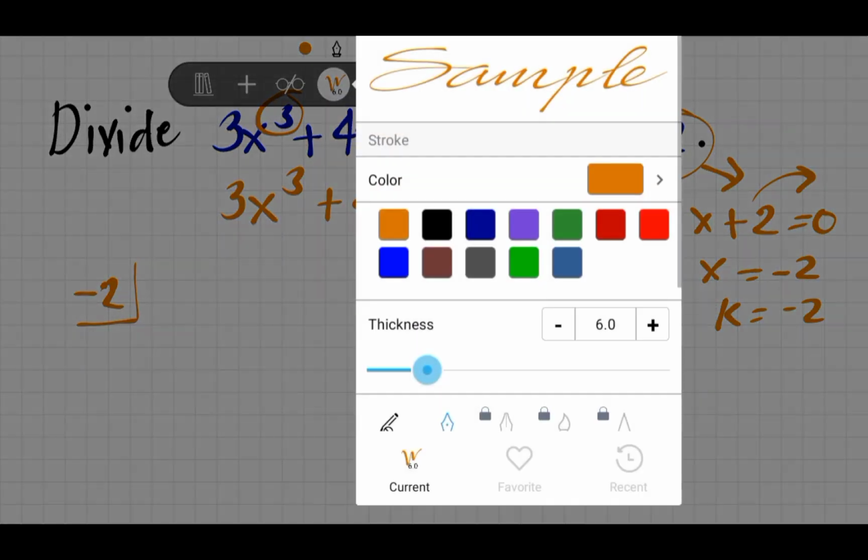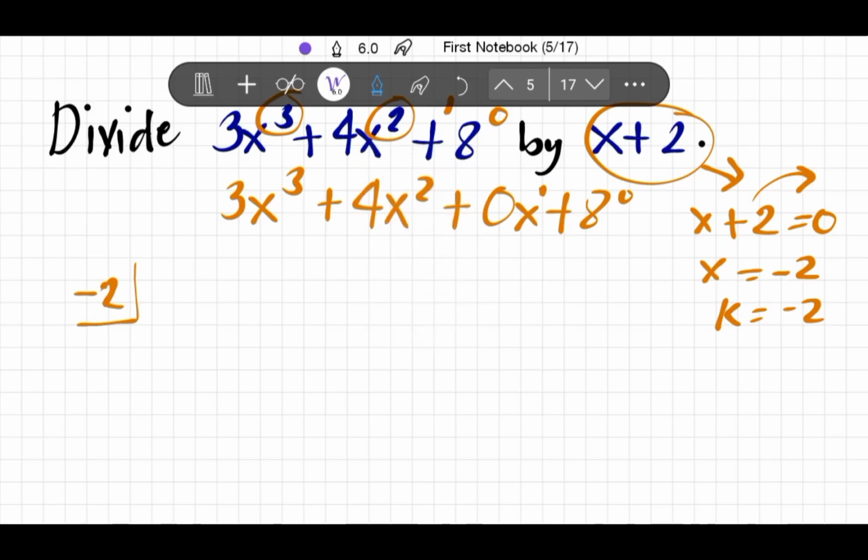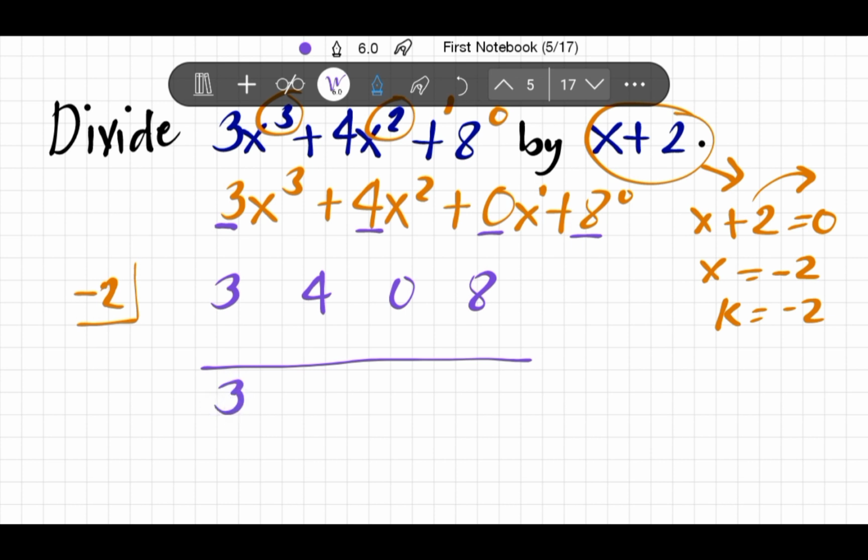Next, let's write the coefficients. In finding the coefficients, you will use the polynomial written in standard form. So you have here 3, positive 4, 0, and positive 8. And then after that, you have to bring down the given leading coefficient, which is the number 3.